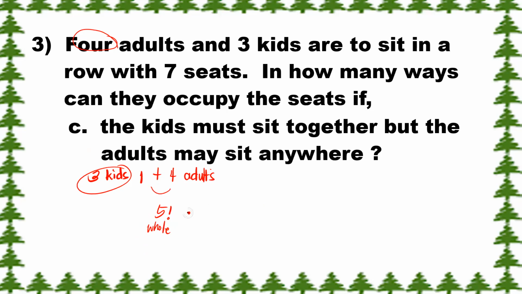But remember that since we have considered the 3 kids as one, they may also change their position. Pwede sila magbago ng position dito. At ano kaya yung pwede nating representation for that? 3 factorial. So we have 5 factorial and 3 factorial as their own arrangement. So 5 factorial is equal to what? How about 3 factorial? What will be the answer?